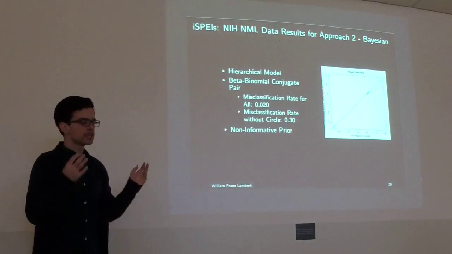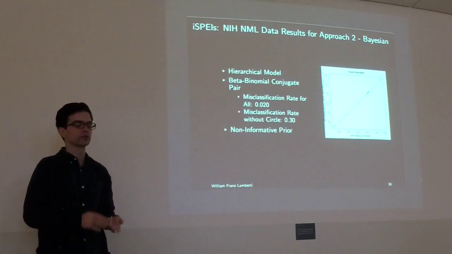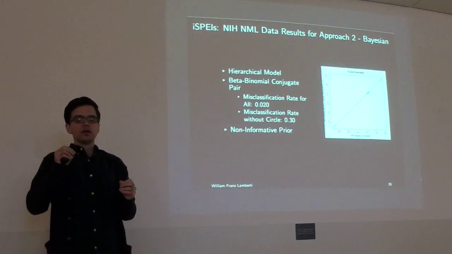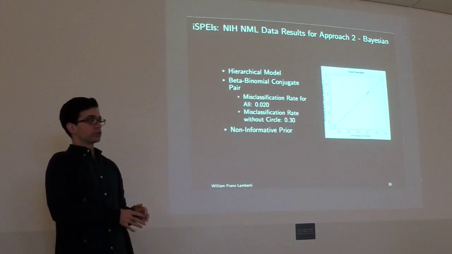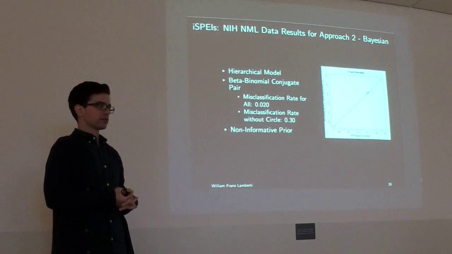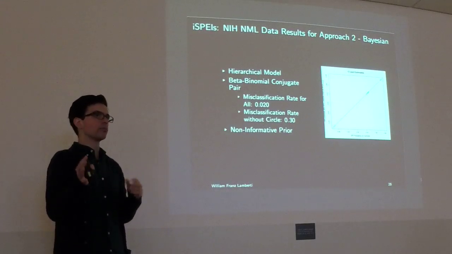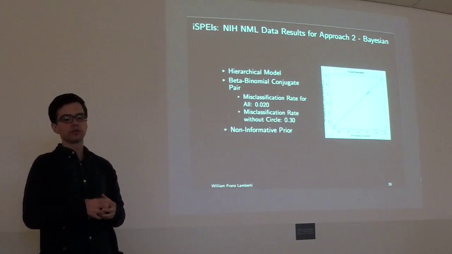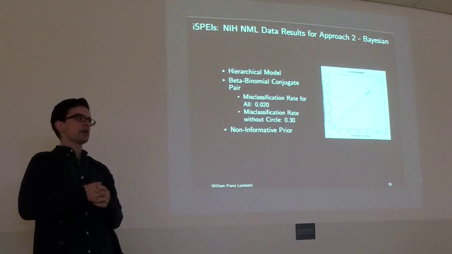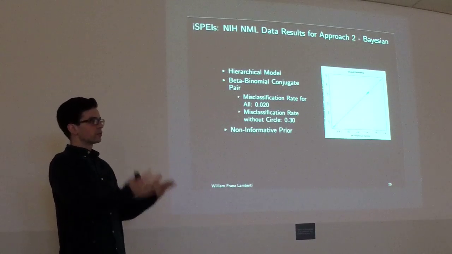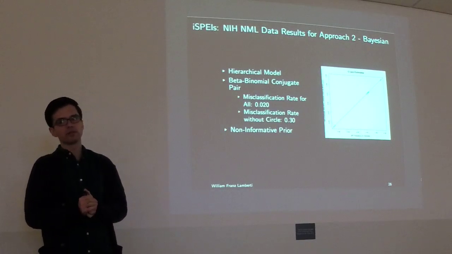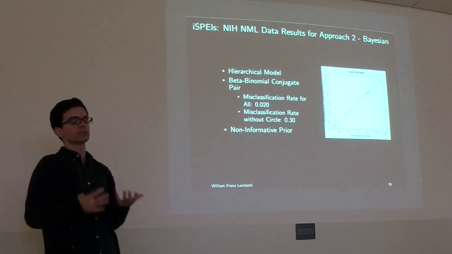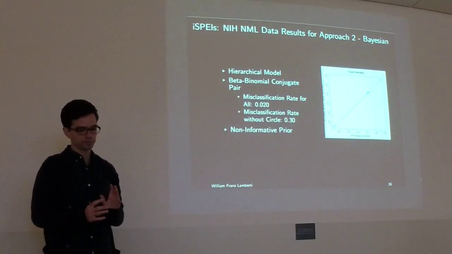And so now if we do the same approach as we did before, we do a hierarchical model, we learn what the SP values are, we use the beta binomial conjugate pair. With that, we can get 2% misclassification error using all. But if we remove the circles, we almost double the misclassification rate. This provides some evidence that maybe the beta binomial is not the appropriate setup for the SPEIs, and maybe another approach is better.